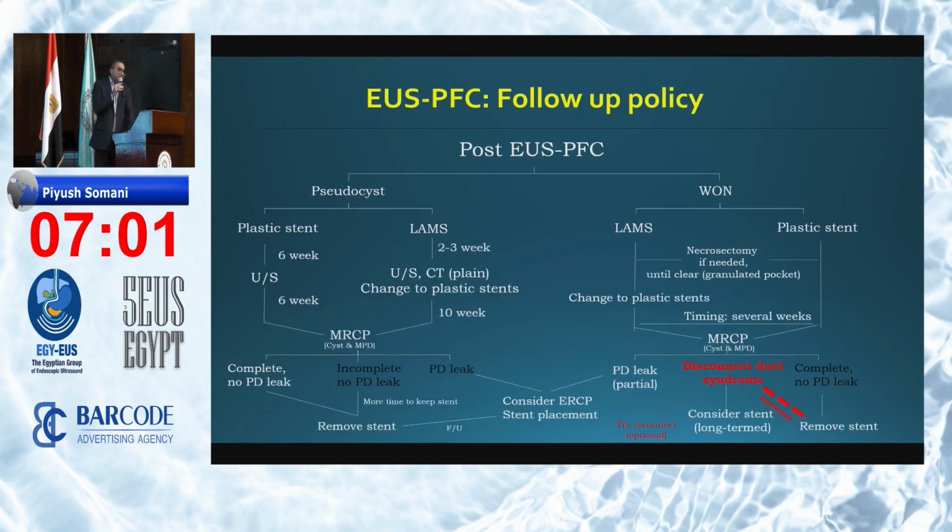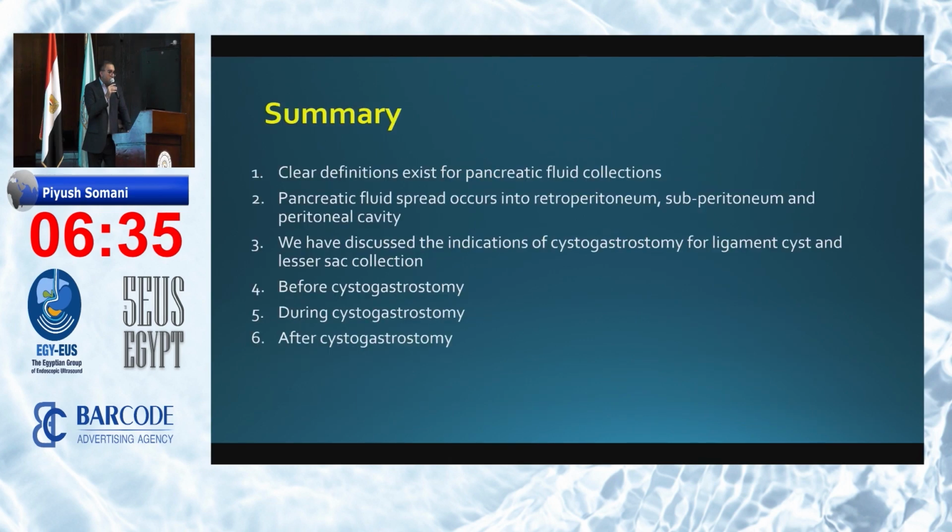So this is the basic follow-up: if it is a pseudocyst or walled-off necrosis with LAMS, it should be removed after 2-3 weeks. With a plastic stent, get an MRCP to rule out any disconnected duct syndrome. If there is no leak, no need to do an ERCP. But if there is a disconnected duct syndrome, probably leave behind the double pigtail stent permanently. So this is the strategy to follow up after pseudocyst drainage.